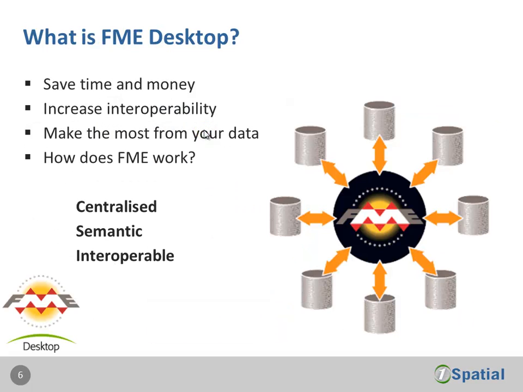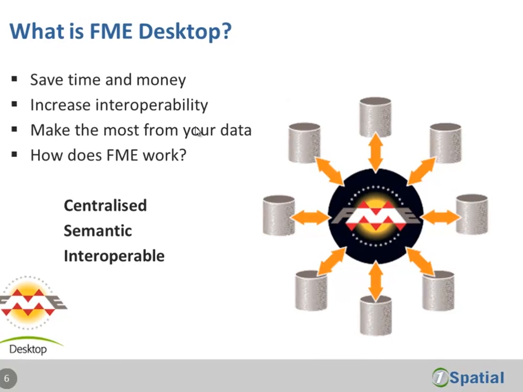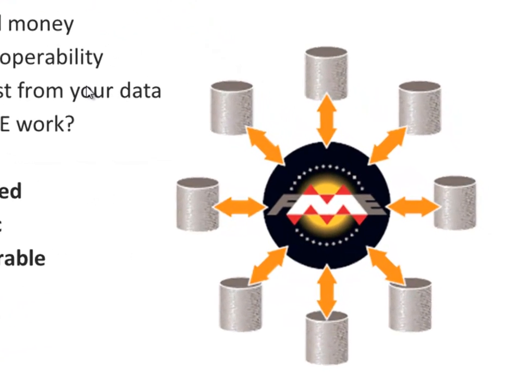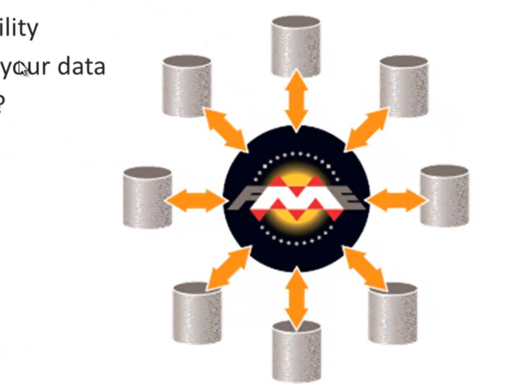So, what is FME Desktop? Well, when you buy FME, you buy a processing engine that allows you to both transform and translate your data. This simple diagram represents the FME engine, and hanging around the edge of that engine are the different formats that are supported by FME. FME 2012 supports over 275 of these formats.